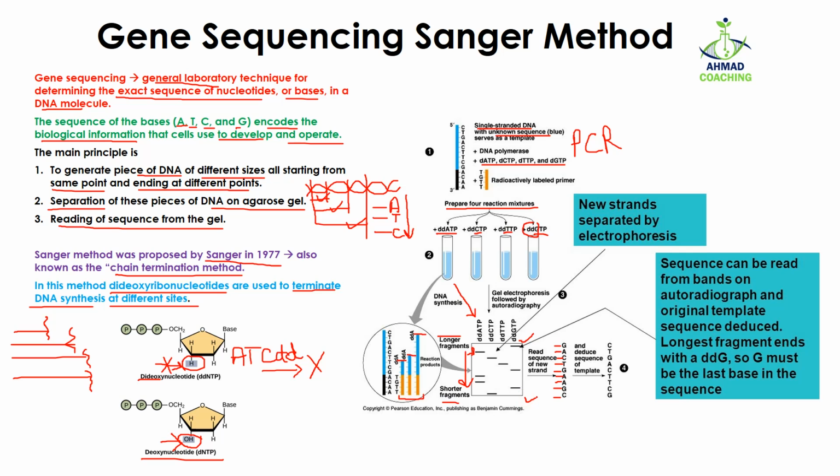It means that you are going to read your gel from top to bottom, and then after that you can find out its anti-sequence, or the second strand, because we know that G always binds with C, A with T, C with G, T with A. In this way you can find out the double-stranded structure of an unknown sequence with the help of the Sanger method, or chain termination method. So that was all about gene sequencing by the Sanger method.